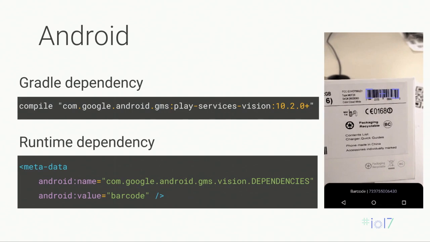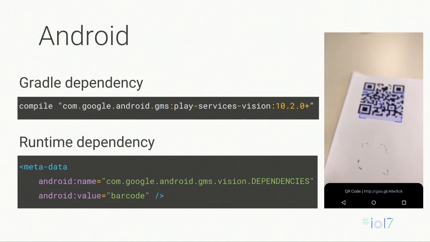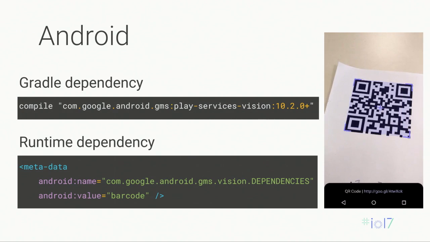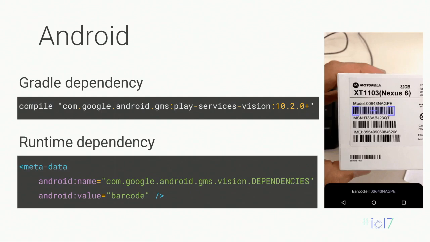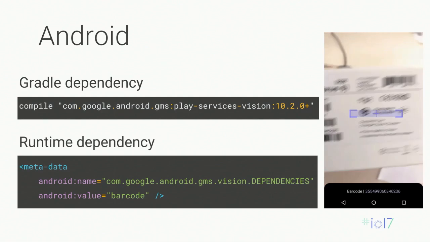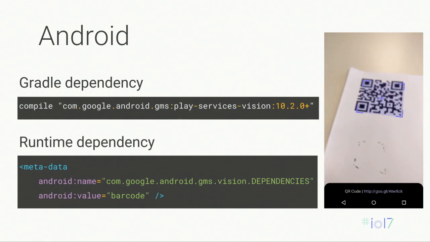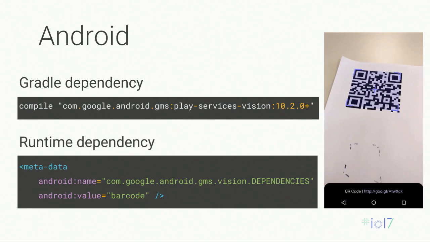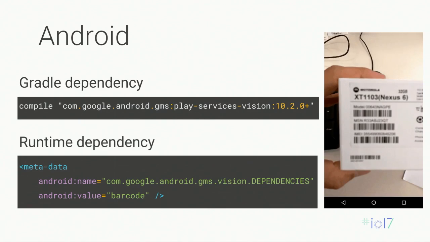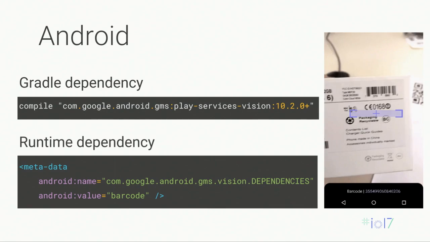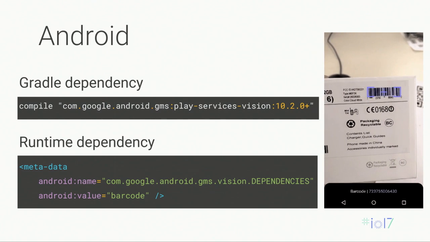The barcode API for Android is provided by Google Play Services. You want to declare your dependency in Gradle and also at runtime in your manifest file. For the Mobile Vision API, the first time it runs on your device, it requires downloading some additional vision models, but only the first time. Once it's finished downloading, from then on, no internet is required.